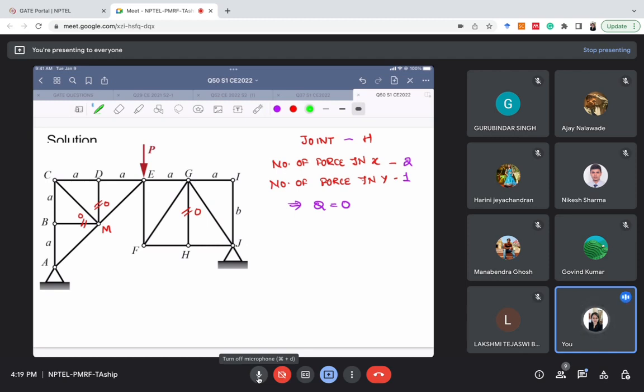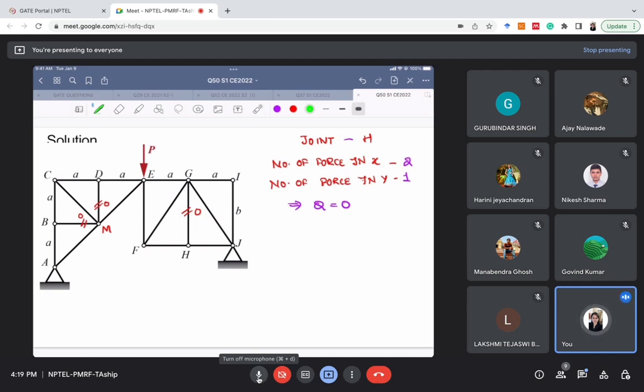I'll see why I have not taken it before. I'll tell you later. Okay. So let's analyze joint number M. How many members are connected in M? 3, right? Because this member DM and BM have now become zero force members. So please neglect those members now. So I'm analyzing joint number M.